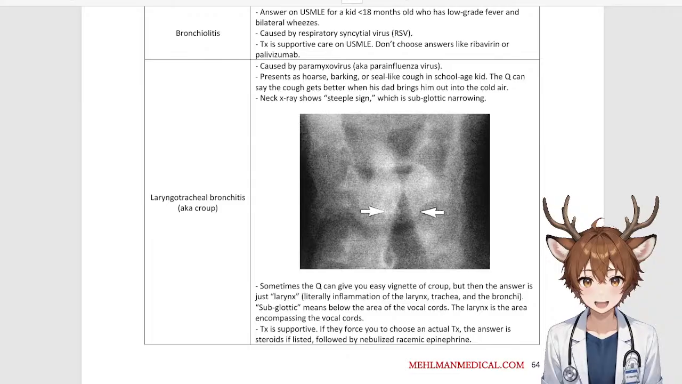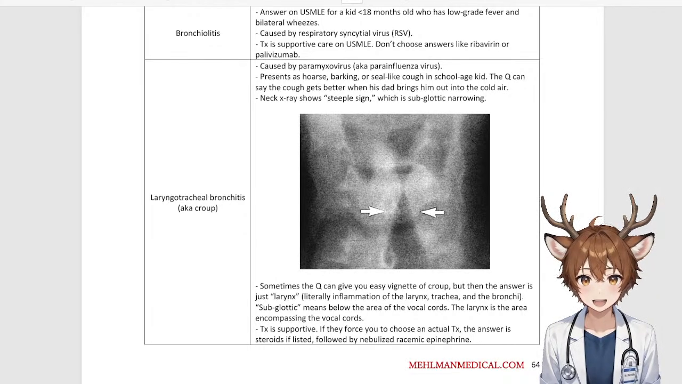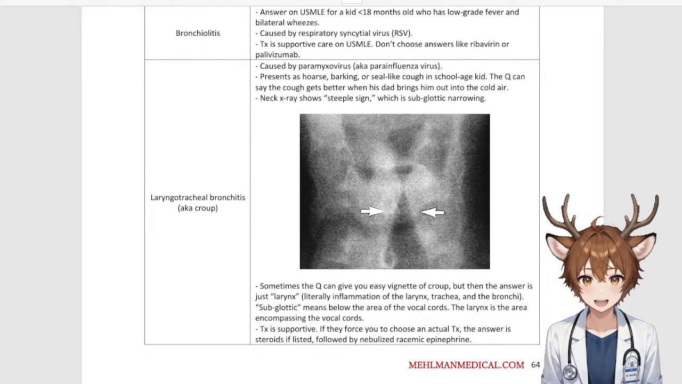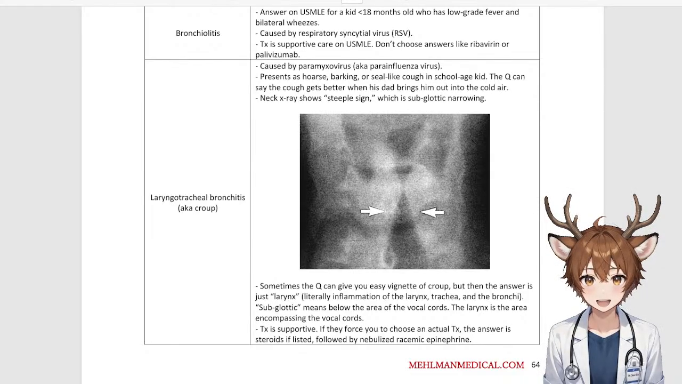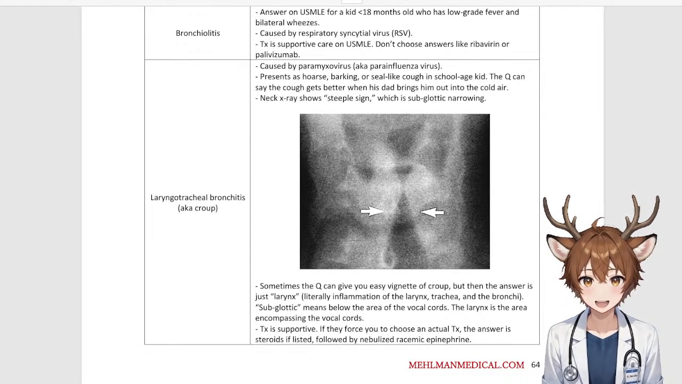Sometimes the question can give you an easy vignette of croup, but then the answer is just laryngitis, literally inflammation of the larynx, trachea, and the bronchi. Subglottic means below the area of the vocal cords. The larynx is the area encompassing the vocal cords. The treatment is supportive. If they force you to choose an actual treatment, the answer is steroids, if listed, followed by nebulized racemic epinephrine.